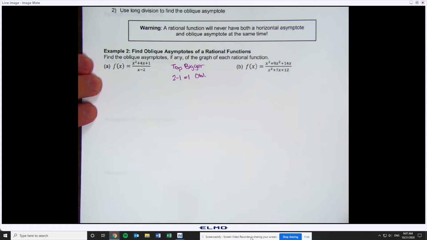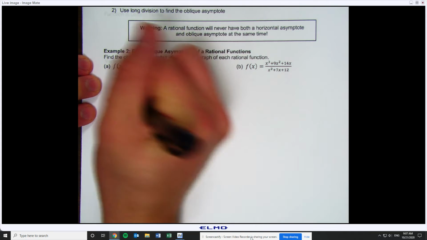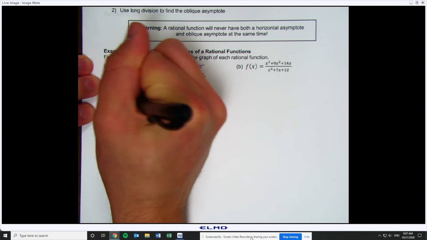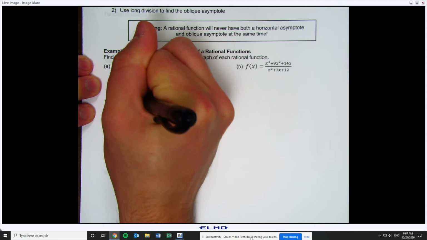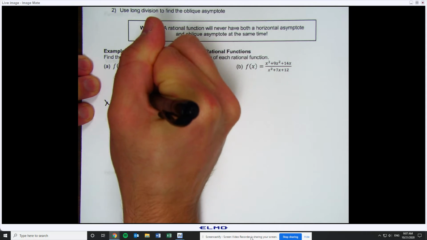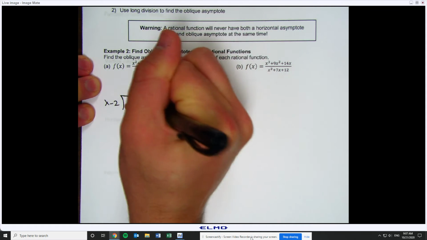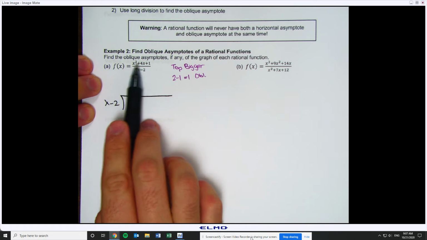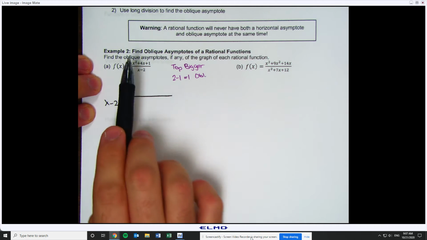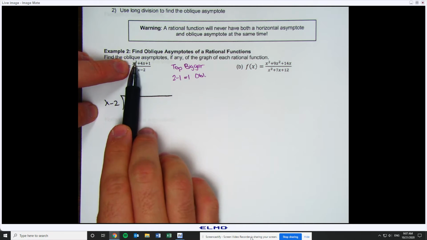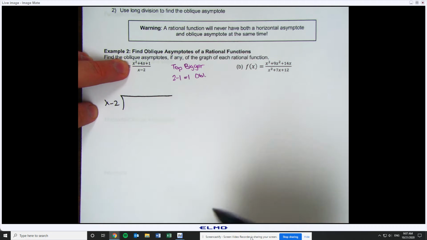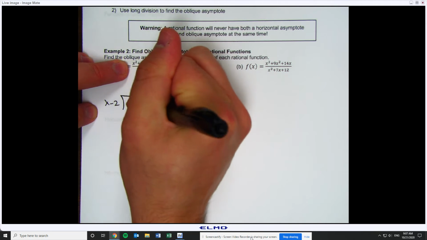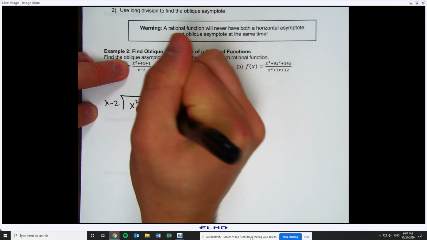All right, so I have this x minus 2 on the outside. And on the inside, you have to make sure that everything's there, just like for synthetic division. So my biggest one is 2, 1, none. Everything's there. If anything was missing, I would have to fill in a 0.